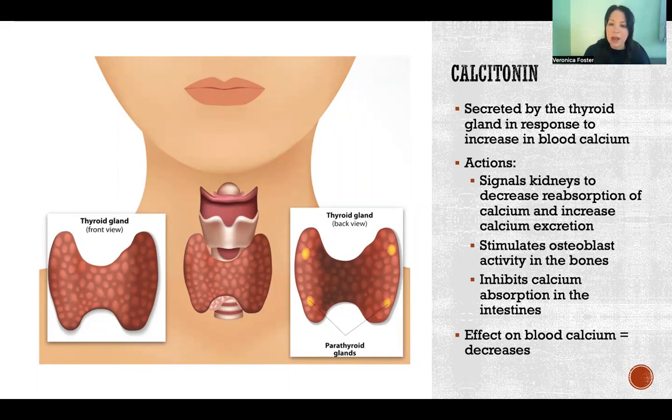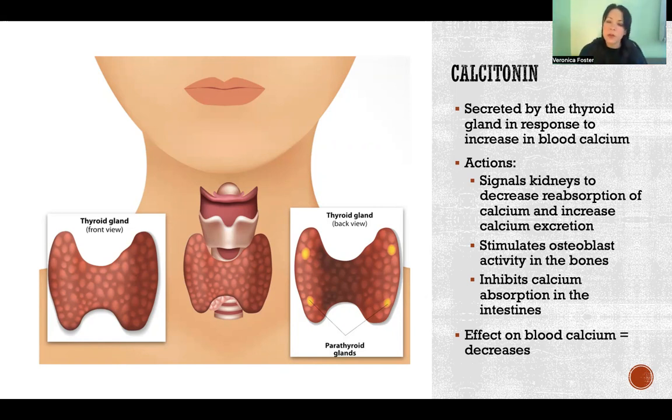It also stimulates osteoblast activity, which is the opposite of the osteoclasts. Osteoclasts break down bone tissue, whereas osteoblasts build bone tissue and add more minerals to our bones. So essentially, if we have high blood calcium, one of the things that we do about that is our bones are going to extract more of that calcium out of the blood and put it into our stored form of calcium in the bones. It's going to increase our bone density, essentially.